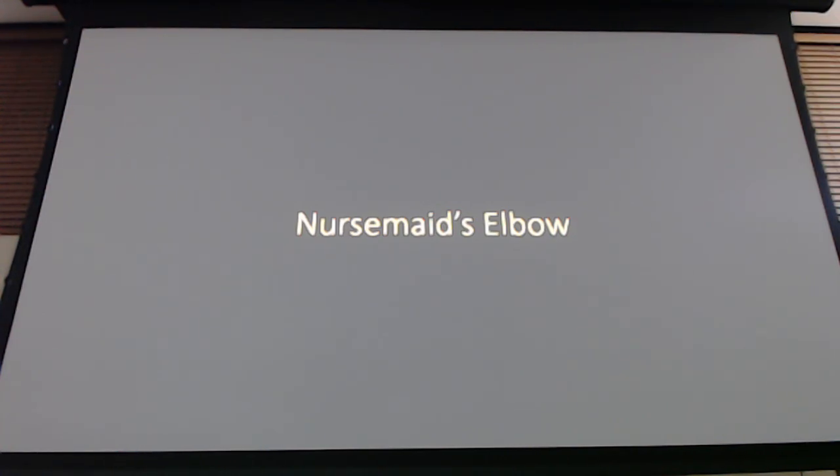Nursemaid's elbow. Everybody's heard about this, right? All right. That's not handmaiden elbow. All right. Somebody told me a story last week. They got a call for a handmaiden elbow.